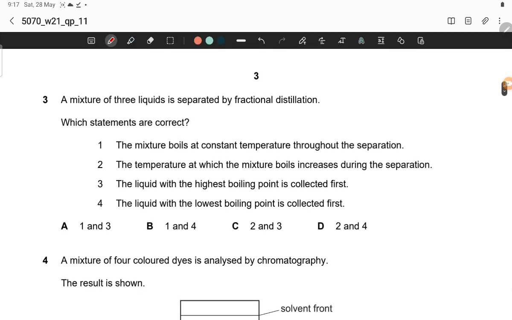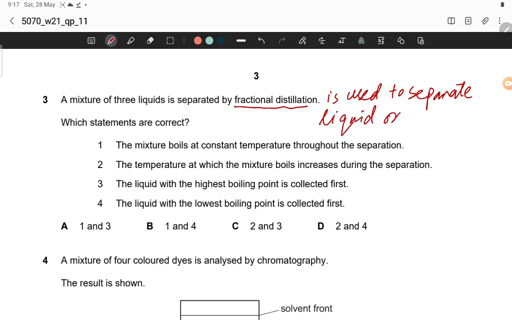Question number 3. A mixture of 3 liquids is separated by fractional distillation. Which statements are correct? The mixture boils at constant temperature. Fractional distillation is used to separate liquids on their boiling point.